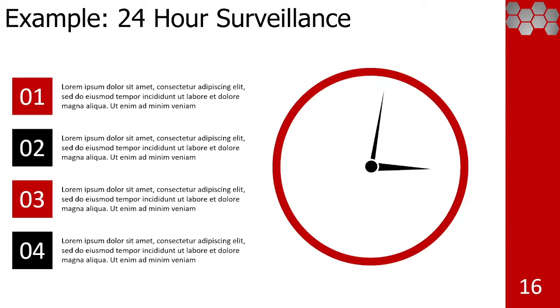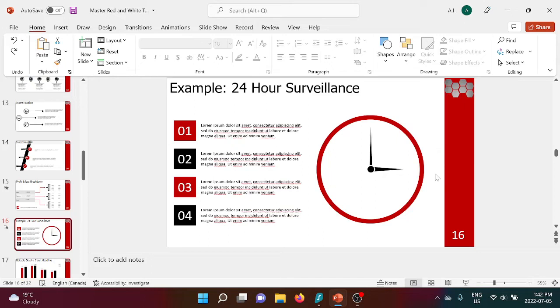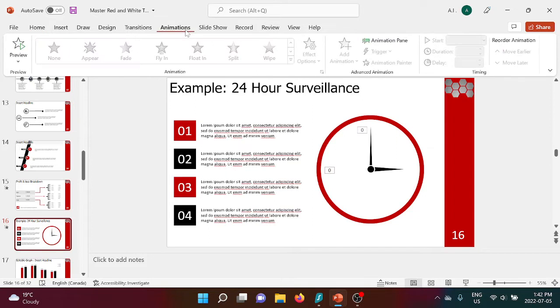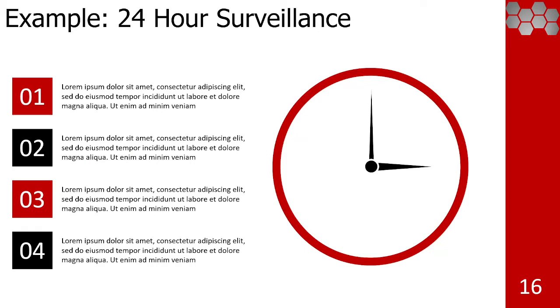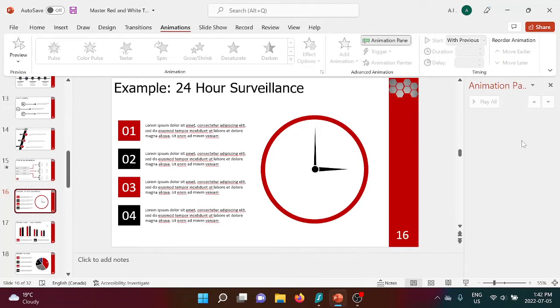If I do full screen, it's meant to show a clock, something like a 24-hour surveillance. Again, I've tried to keep this animation subtle so that it doesn't take away from the content that you're trying to explain. If you don't want these animations, all you have to do is go to animations, go to animation pane, click, Control click, and then delete, right? So now you go full screen, no more animations, right?